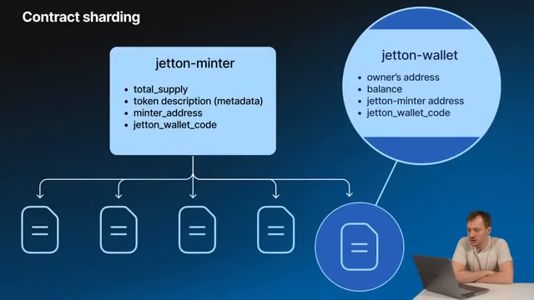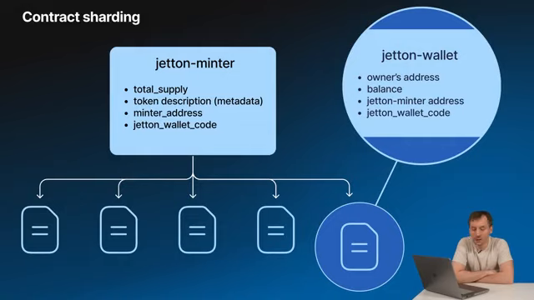into small pieces, each of which manages a small amount of data. The basic example is the implementation of Ton Jettons. This is Ton's version of the Ethereum ERC20 token standard. Briefly, we have one Jetton minter contract that stores total supply, minter address, and a couple of references, token description, and Jetton wallet code, and a lot of Jetton wallet contracts, one for each owner of these Jettons.